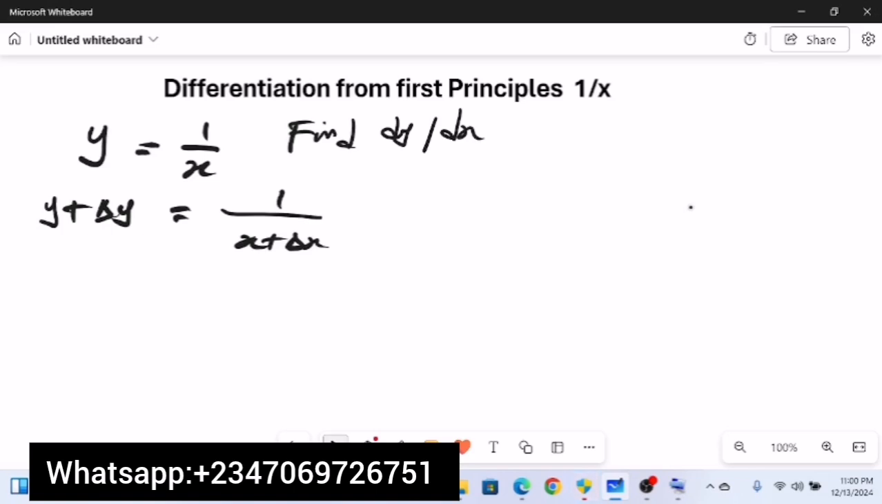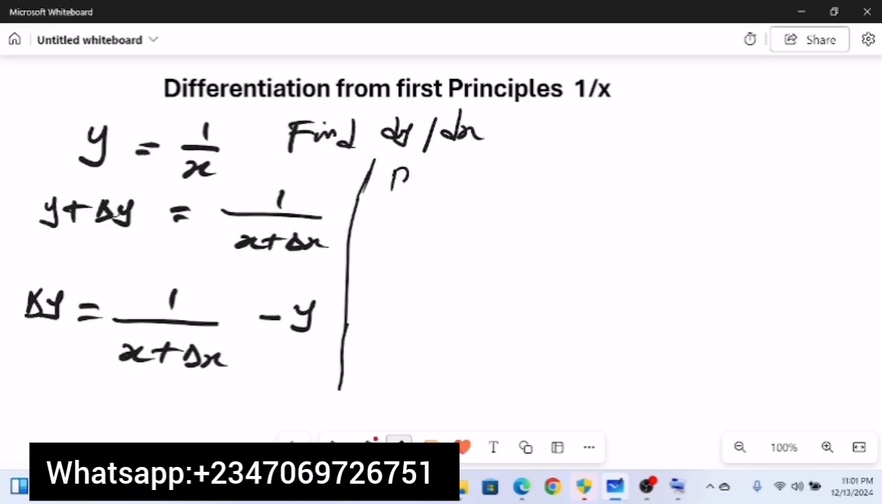Now from this point, what you do is simply send y over to this side of the equation, leaving change in y on the left hand side. So I have change in y being equal to 1 all over x plus change in x, now sending over y here becomes minus y. Remember, if a positive sign crosses an equal to sign, it becomes negative.